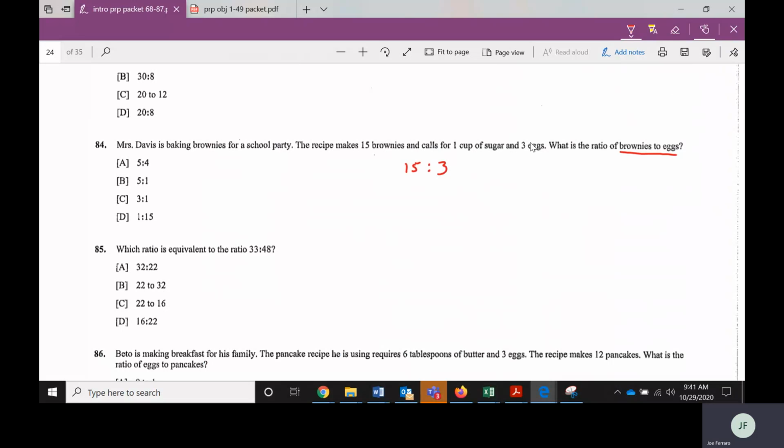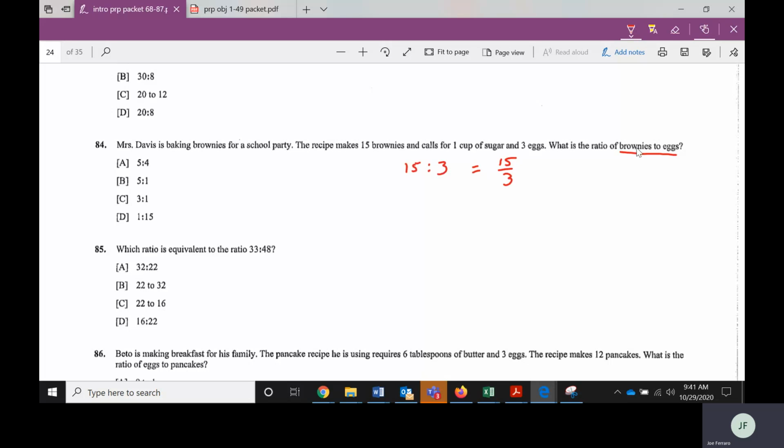When there's 15 brownies, there's 3 eggs. Those go together. Okay, so that's our ratio. Now, if we look, that answer is not over here. Okay, and the reason why is it's not simplified. So I usually don't even write out this in this form. I write it as a fraction right away.